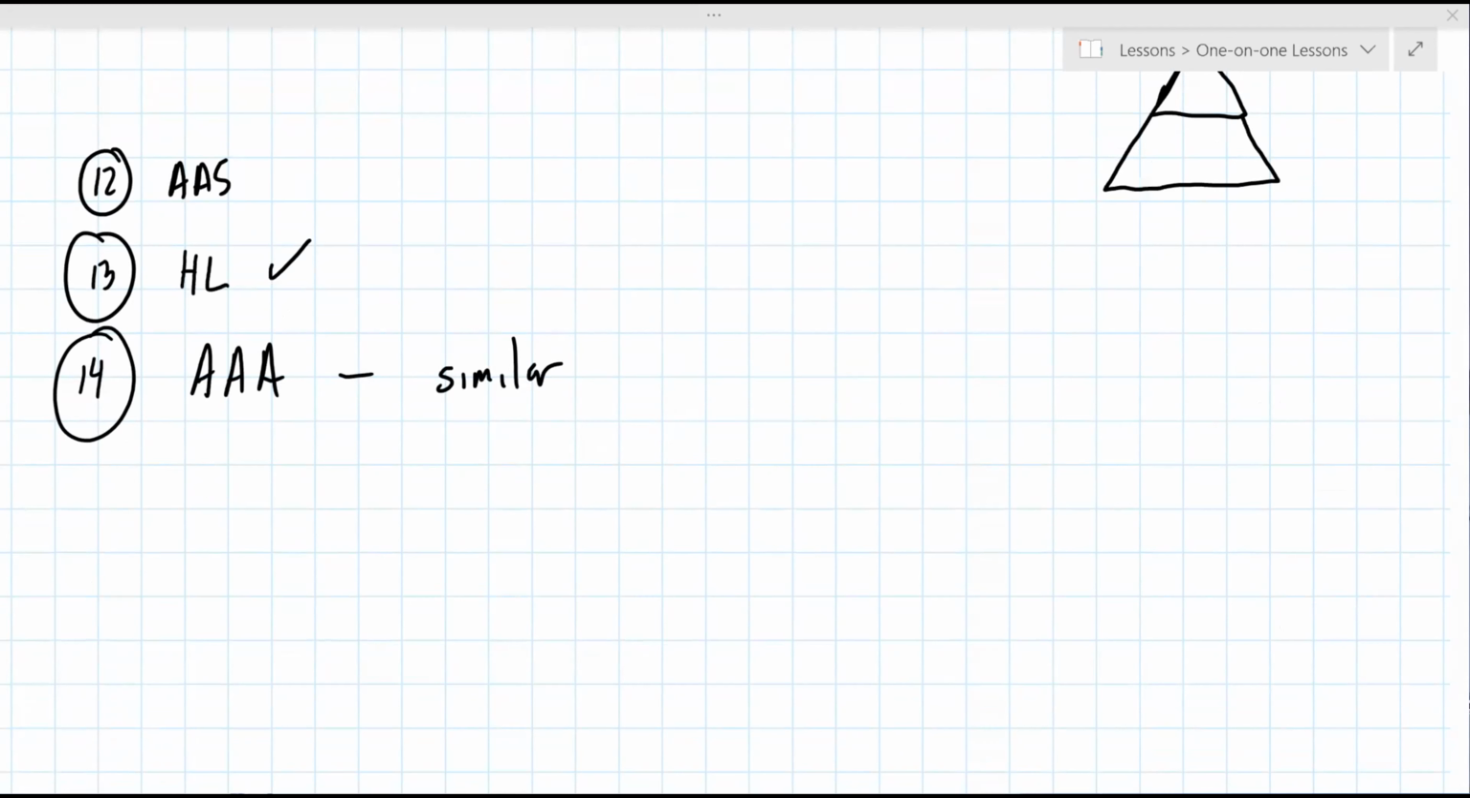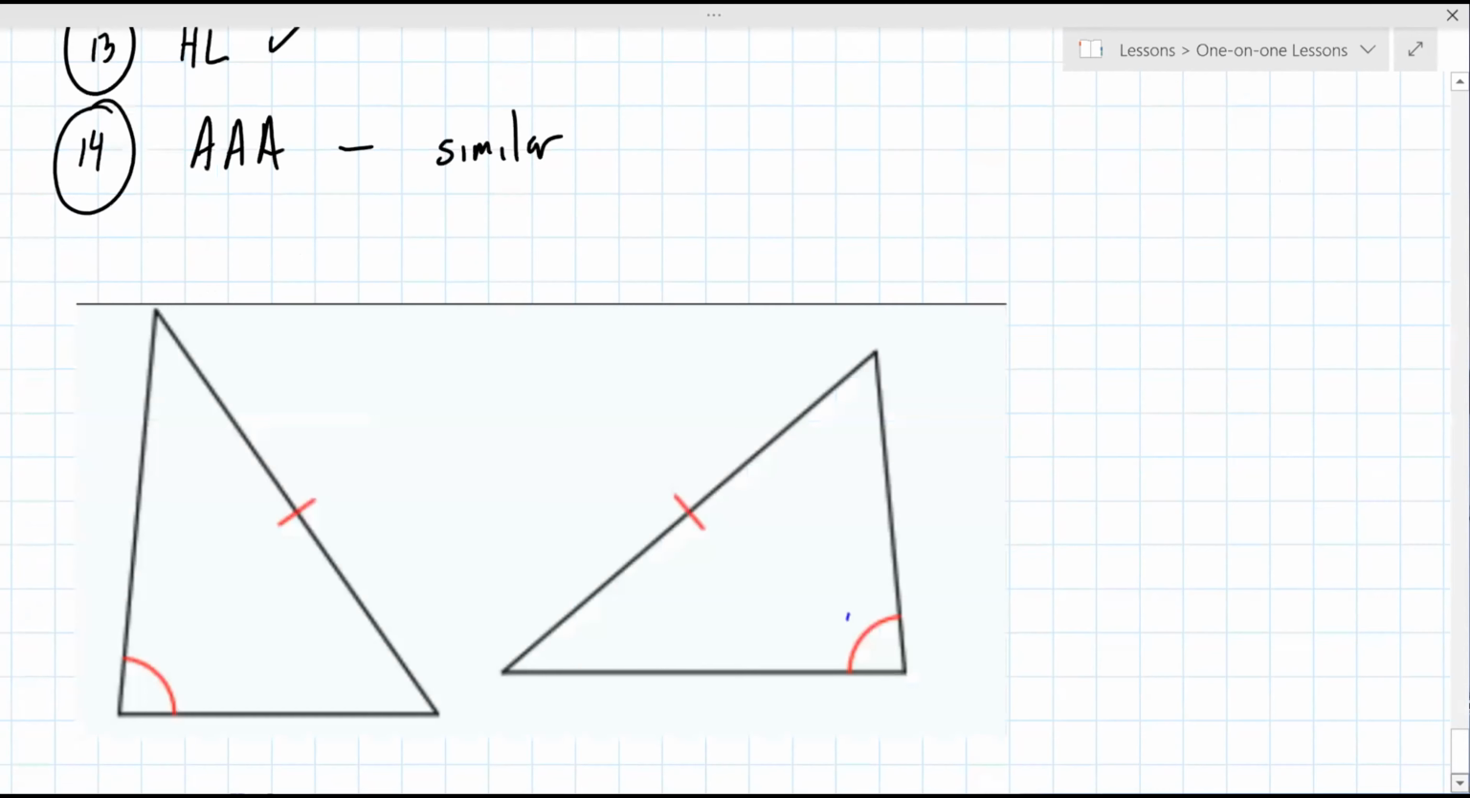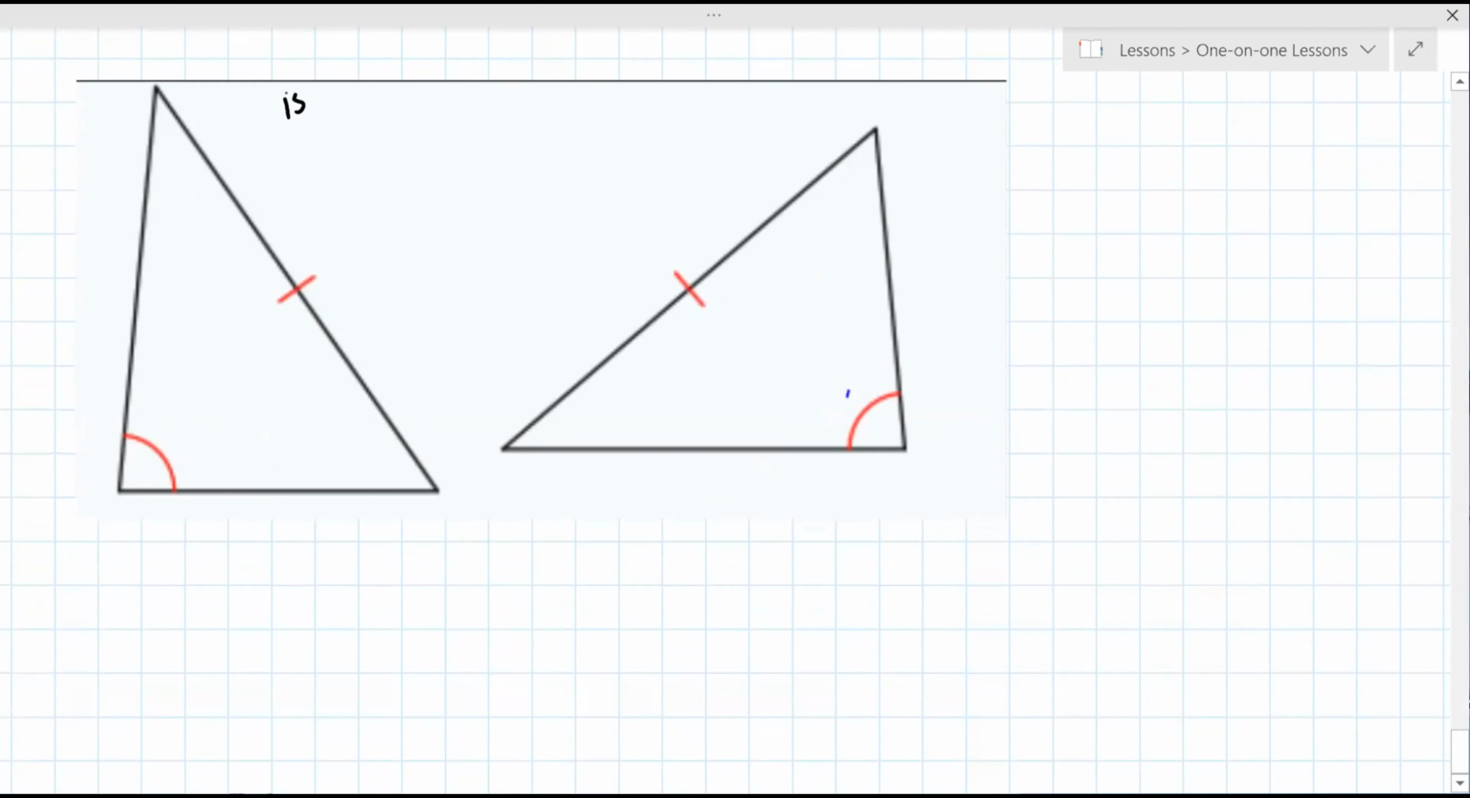Fifteen is kind of interesting. Let me snip this in here. This is one of the challenges of geometry. As a student, you want to say, well, but it looks the same. It looks the same. This is number 15 here.